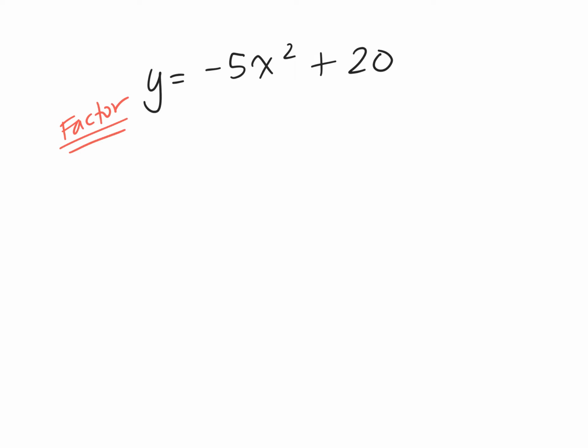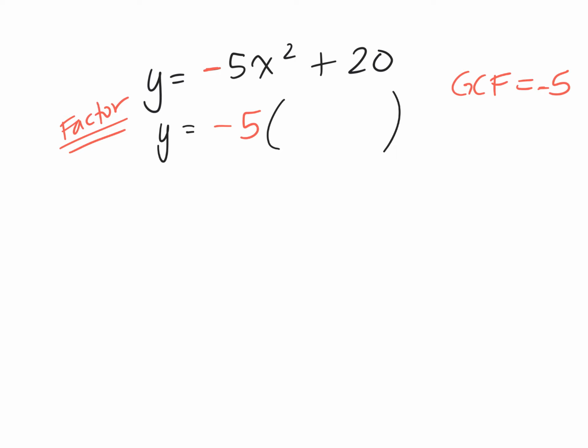So this goes back to the last chapter. Do these two terms have a greatest common factor? What can I factor out of these two terms? What are they both divisible by? 5. Now, because it starts with a negative, let's factor out the negative 5, okay? So this would be y equals negative 5.